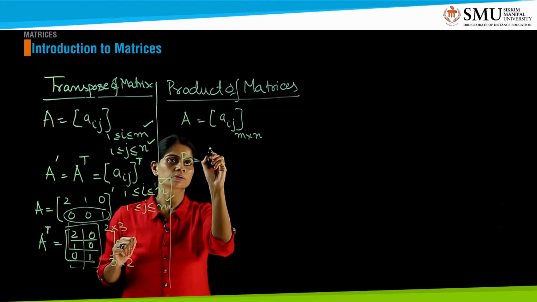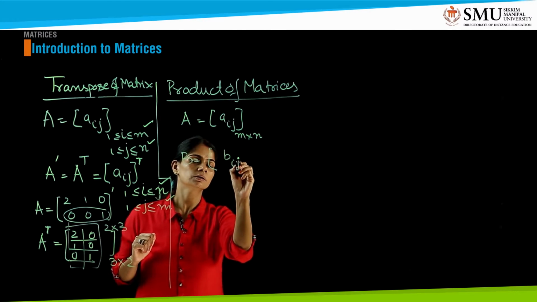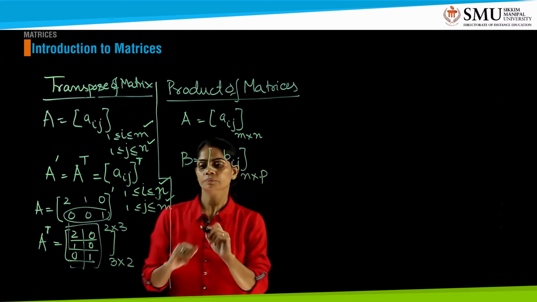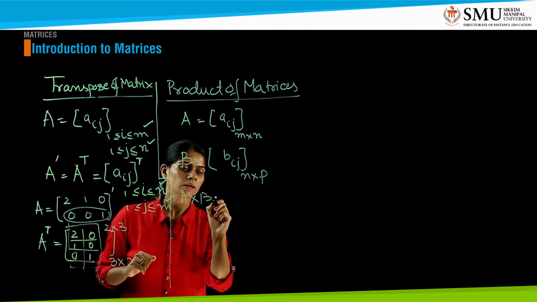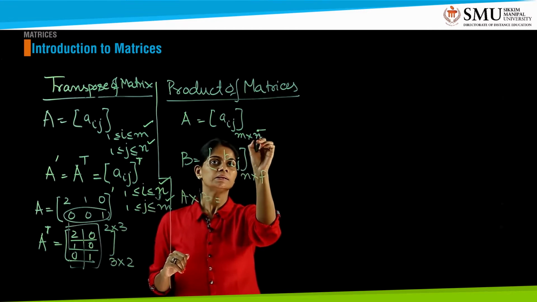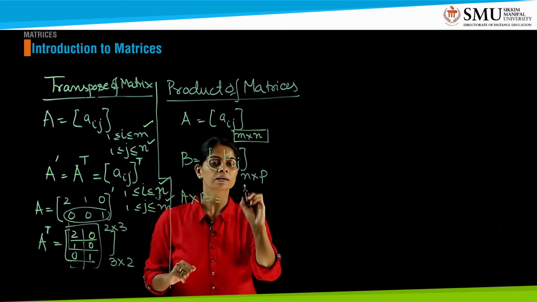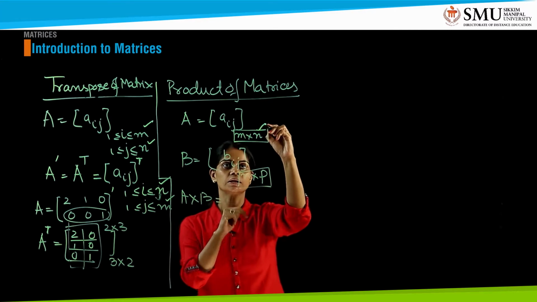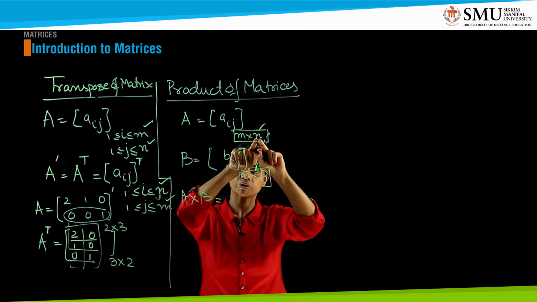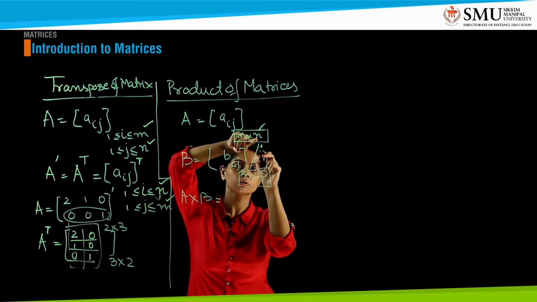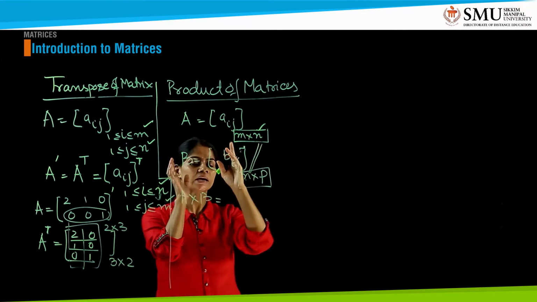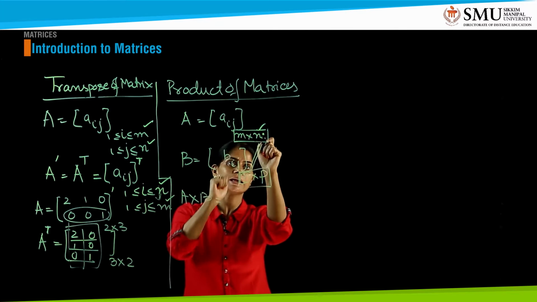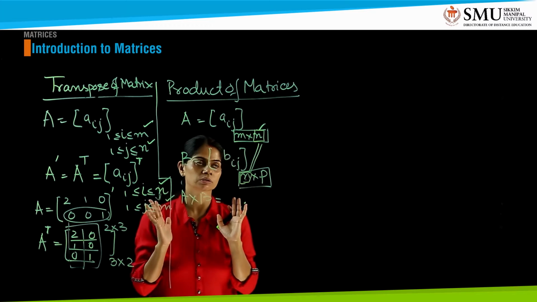And B is a matrix of order n cross p. Then we can define A cross B. First thing to remember is that this is a matrix of order m cross n and this is a matrix of order n cross p. Note that if the number of columns of this matrix is equal to the number of rows of the other matrix, then only we can go for the multiplication. If m and this n are not the same, then we cannot go for the multiplication.